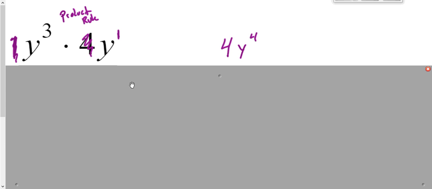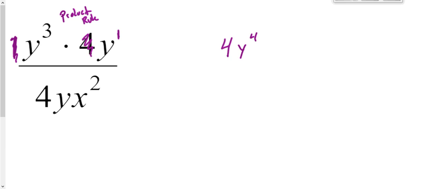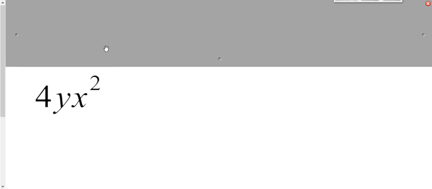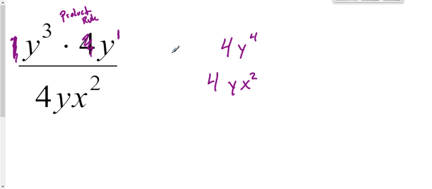Now that I've simplified the top, I'm going to do the same thing to the bottom. Alright? 4 can't multiply anybody. Y can't multiply anybody. X can't multiply anybody. So that is as simple as it possibly can be. Now that both top and bottom are simplified, I'm going to use the quotient rule when possible.